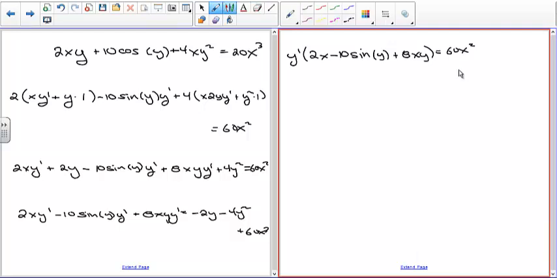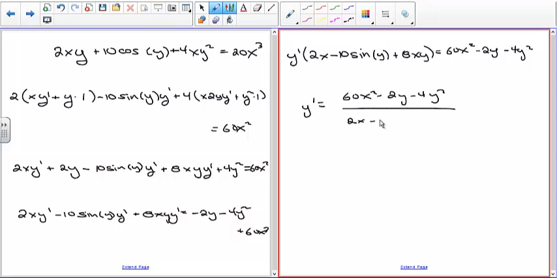Okay, so back to this. So I'm going to put the positive one first. Doesn't really matter which one comes next. So these are all the terms that don't involve y prime. And then to solve for y prime, we're going to have 60x squared minus 2y minus 4y squared divided by 2x minus 10 sine y plus 8xy. Let me double check I did that right. Yeah, okay, so that's the right answer.